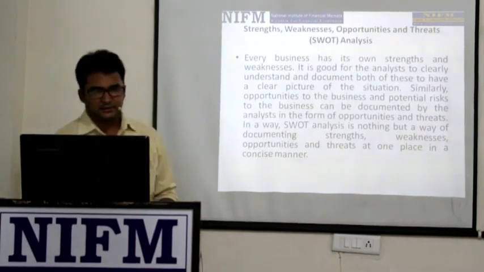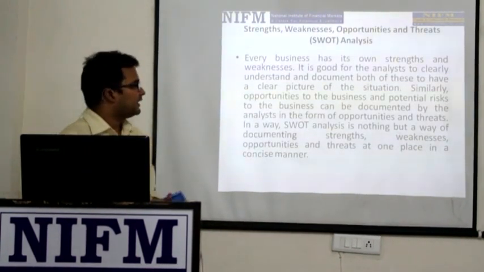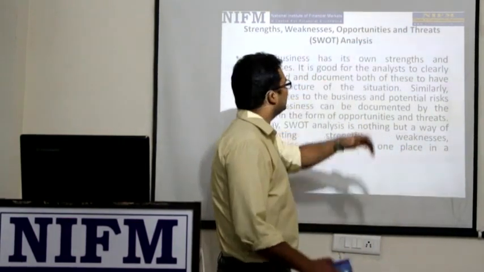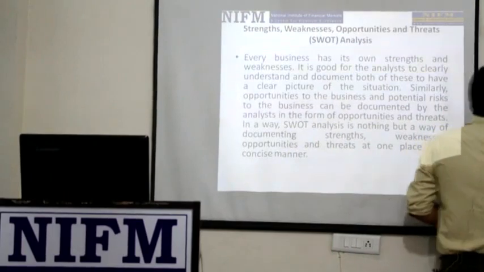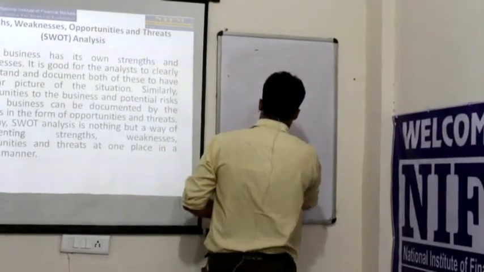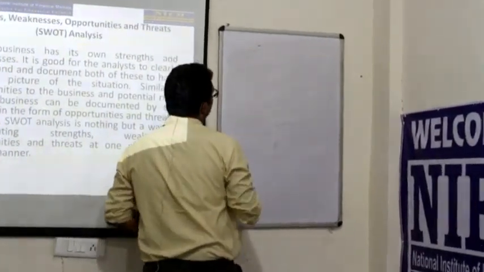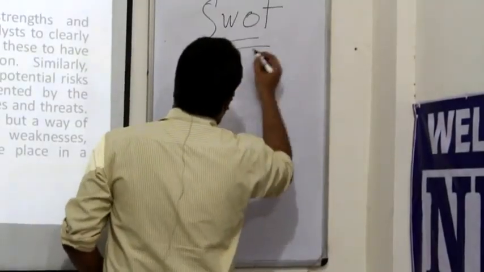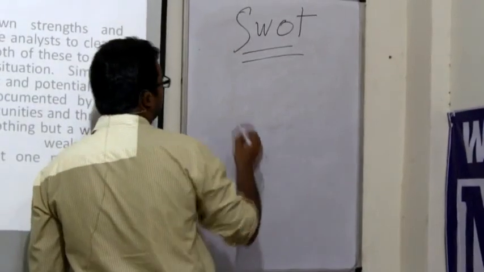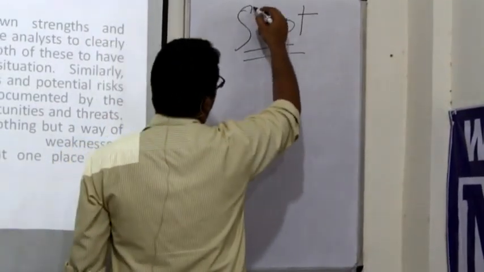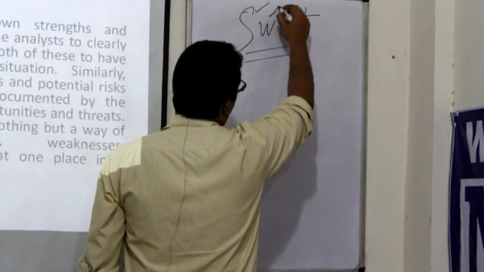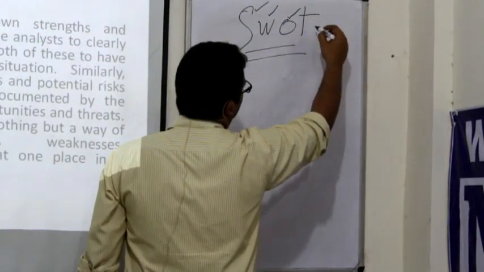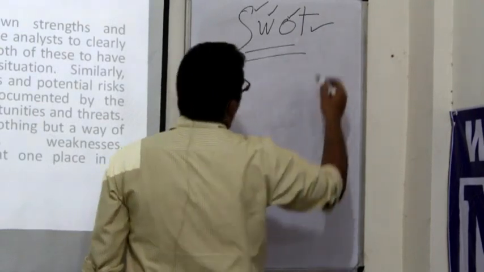The next analysis is the SWOT analysis. The SWOT analysis, as we have already discussed, stands for strength, weakness, opportunities and threat analysis. Whenever we make a report, it is very important to create a SWOT analysis. So SWOT is the strength of the company, plus the weakness of the company, the opportunities of the company and eventually the threats to the company.